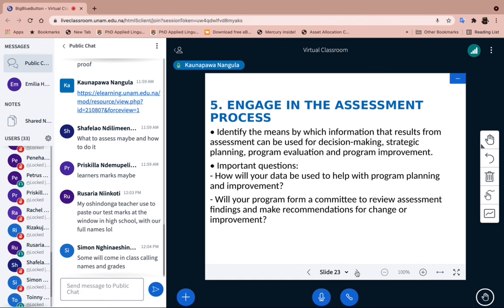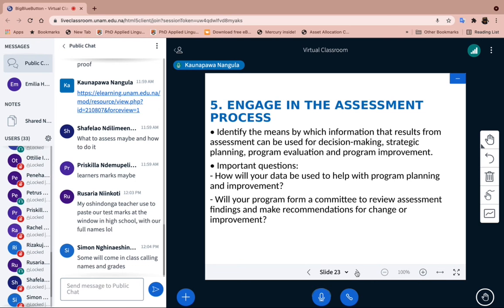planning and improvement? That I have already covered there, so I think you can think about answers to that. Will your program form a committee to review assessment findings and make recommendations for change or improvement? All right, so what will you use the information for? Like, what will you use the data for? And who is going to look at this data? Do you need to decide on a number of people who can help out with reviewing the data?